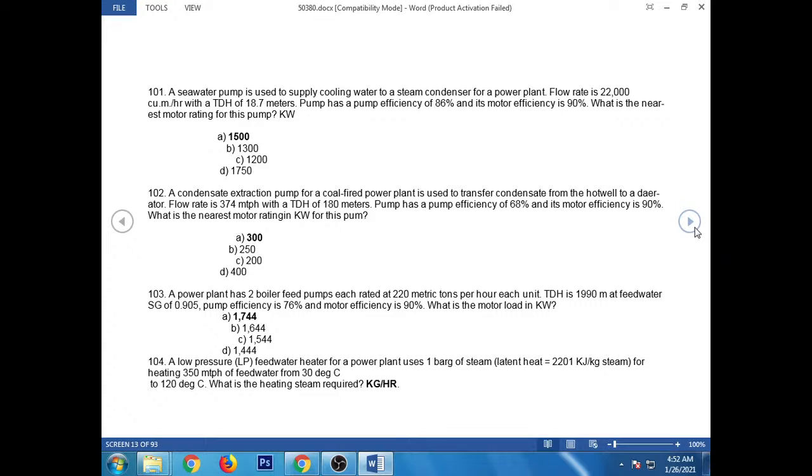What is the motor load in kilowatt? Answer: 1,744. A low-pressure feed water heater for a power plant uses 1 bar steam. Latent heat is equal to 2,201 kilojoule per kilogram steam for heating 350 mtph of feed water from 30 degrees Celsius to 120 degrees Celsius. What is the heating steam required?